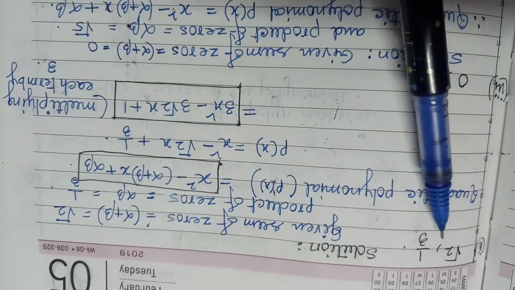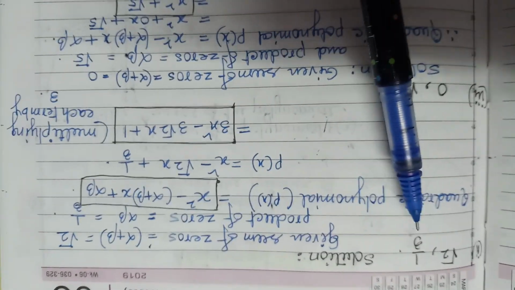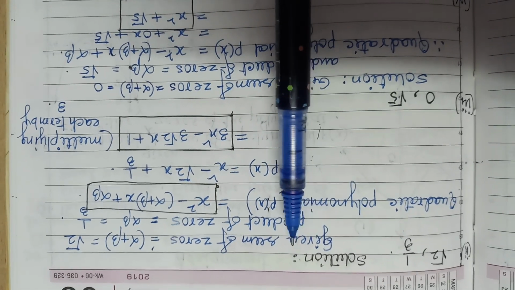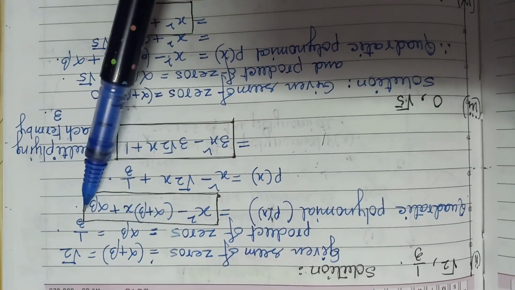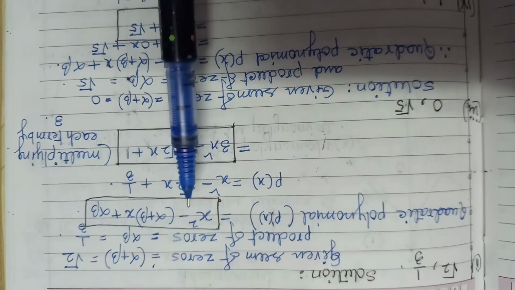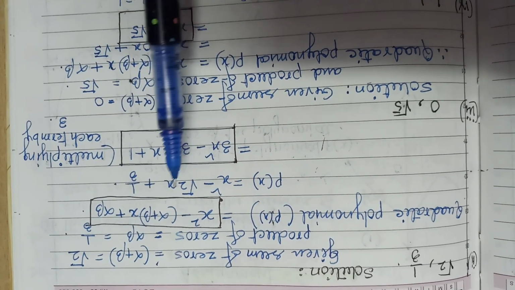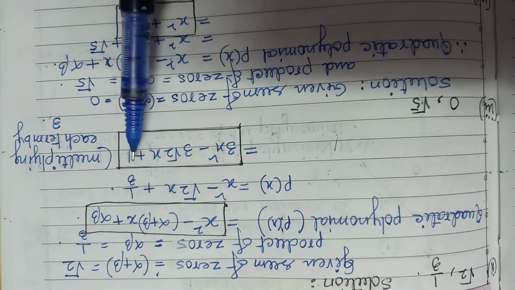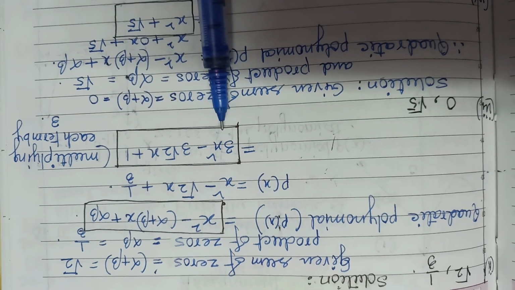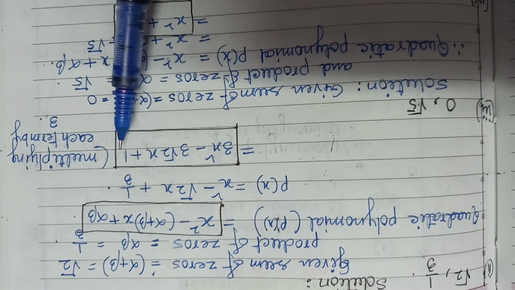Next, sum is root 2 and product is 1 upon 3. Now solution: sum alpha plus beta is equal to root 2 and product alpha beta is 1 upon 3. Same, p of x is equal to x square minus alpha plus beta into x plus alpha beta. Now substitute the value: x square minus root 2 x plus 1 upon 3. Multiply the three terms by 3: 3x square minus 3 root 2 x plus 1.